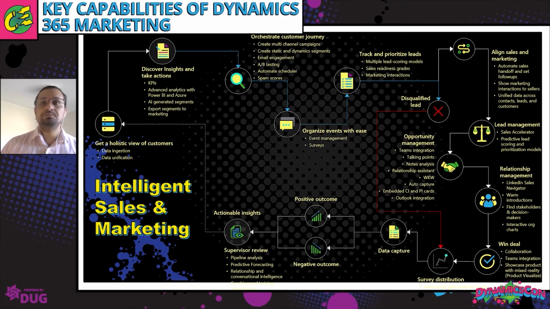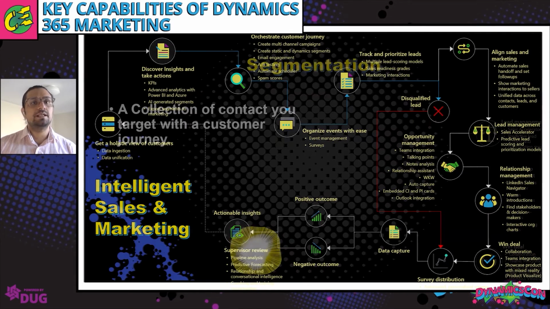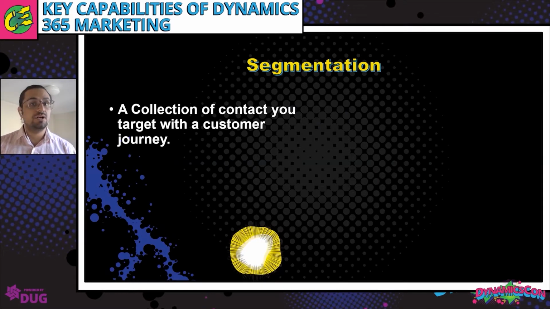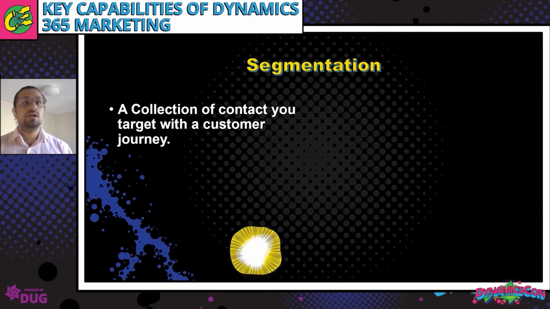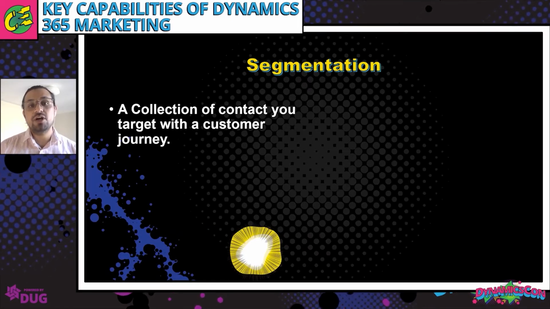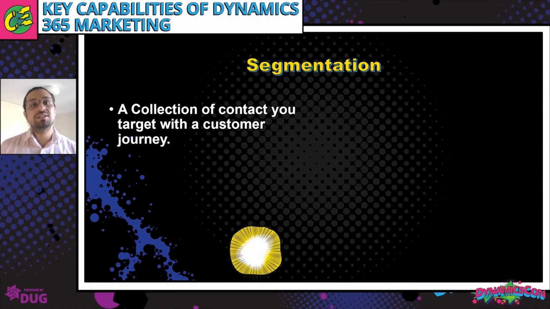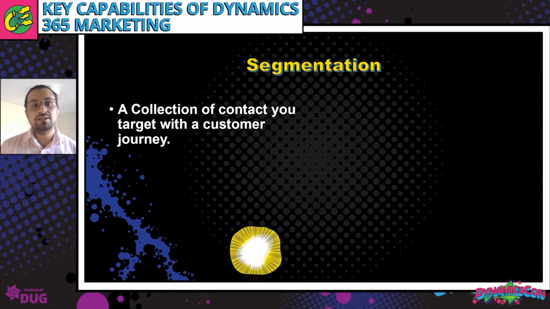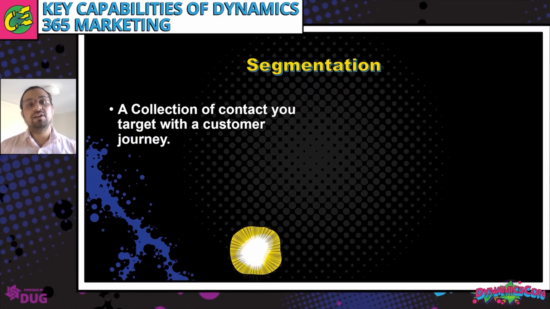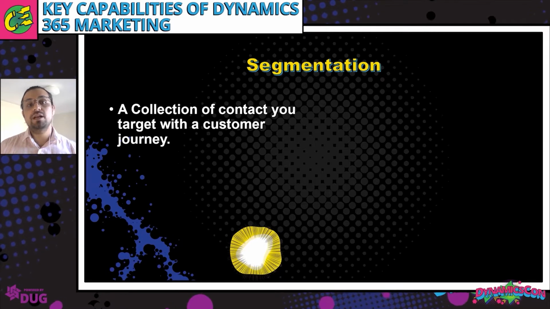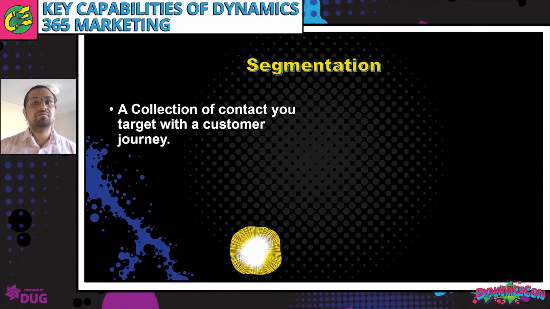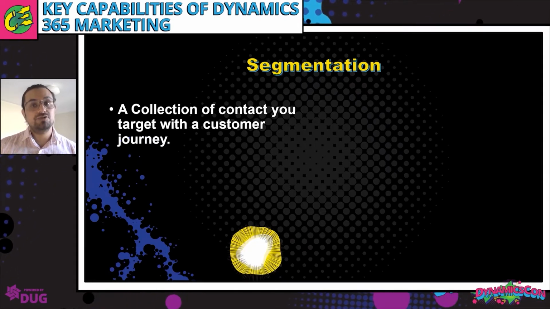I'll move to my next, more detailed presentation on the individual features we have in marketing. I'll start with segmentation. What do we mean by segmentation? Segmentation is a collection of your contacts, basically your target audience. Based on some filters, you design and select your target audience, and it's created for your customer journey. You create a segment and feed that segment into your customer journey to run a campaign or do other things in marketing. There are two types of segmentation right now.